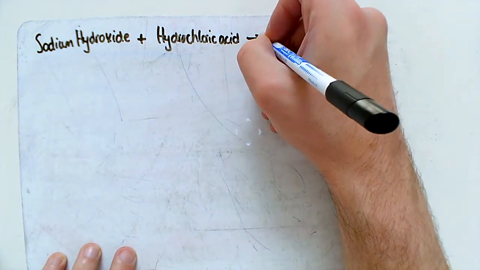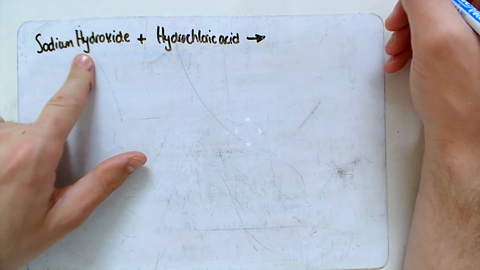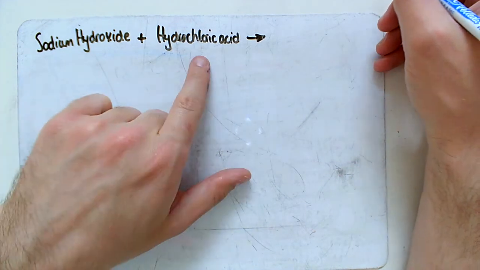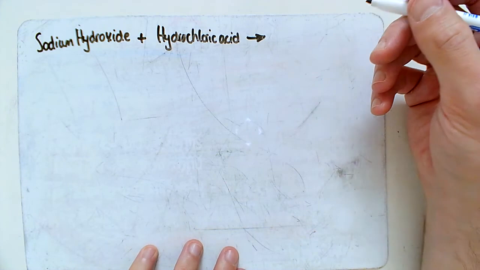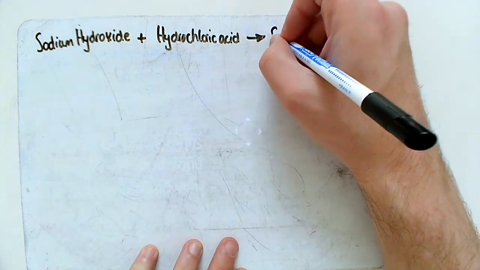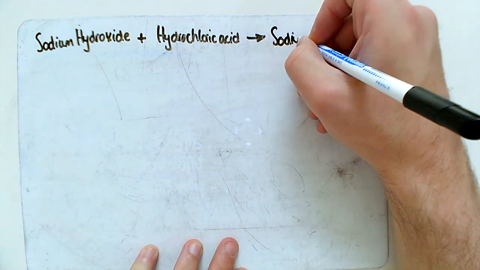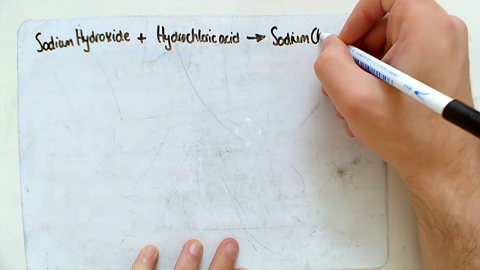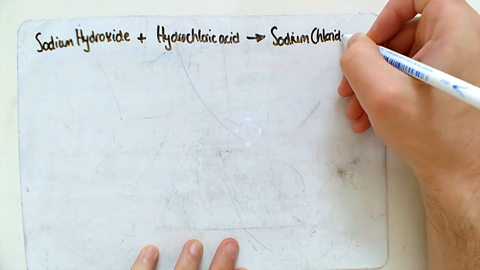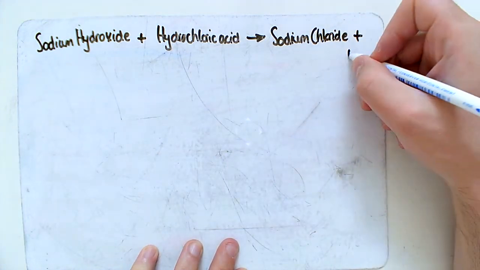So that is an alkali, a metal hydroxide, and hydrochloric acid is an acid. So they're going to produce a salt, which is sodium from here and chloride. And we're also going to get water.